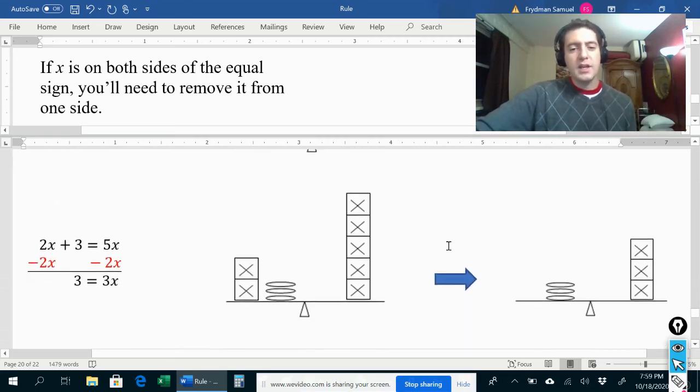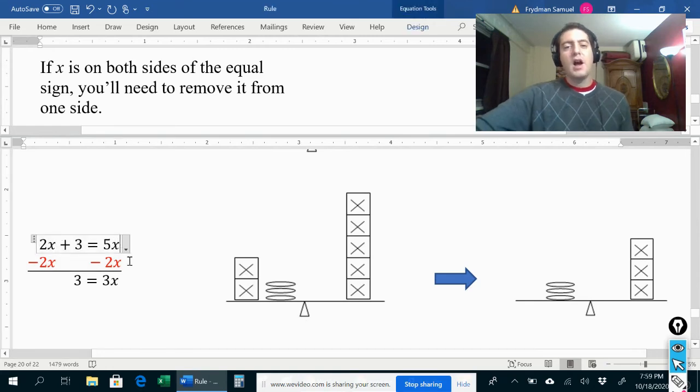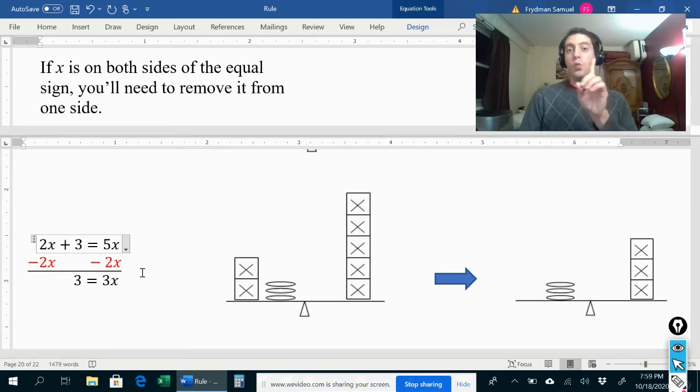Okay, so what I can do is since I have x on both sides, I want to remove it from one side. Remember, we want to end up with just a single x box on one side of the equation, because then we can just look at the other side of the equation and see very easily how many stones are balancing that one x box.